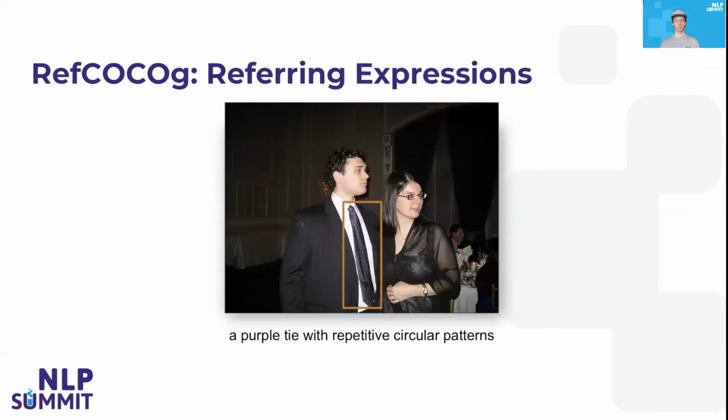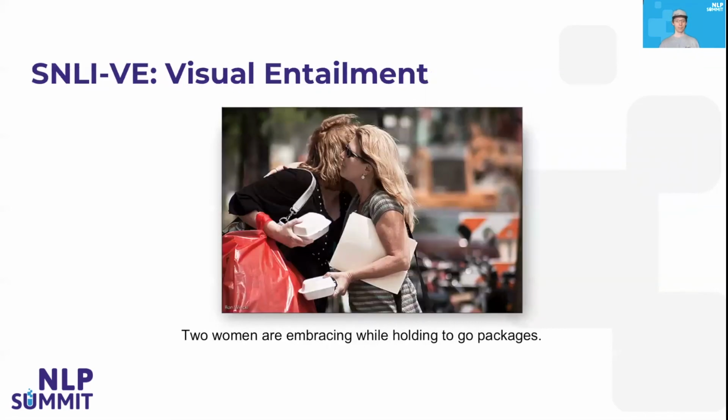Referring expressions means you're given an expression and you have to predict the bounding box that contains the object referred to by the expressions. The last kind of dataset we're thinking about is visual entailment. In this kind of dataset, you're given an image and a sentence, and the model has to decide whether the sentence is entailed in the image or not.